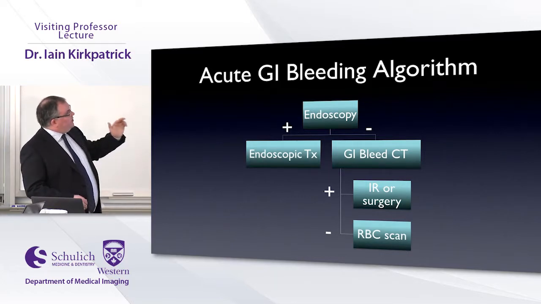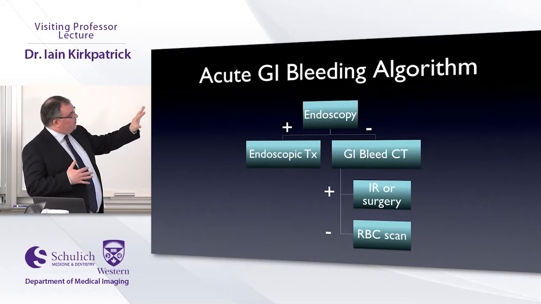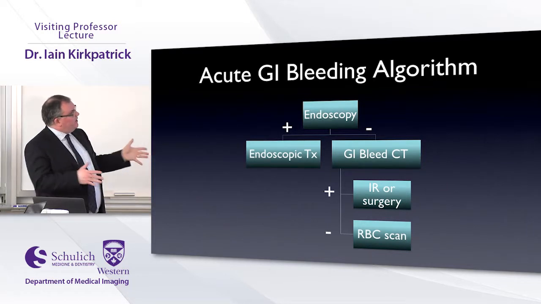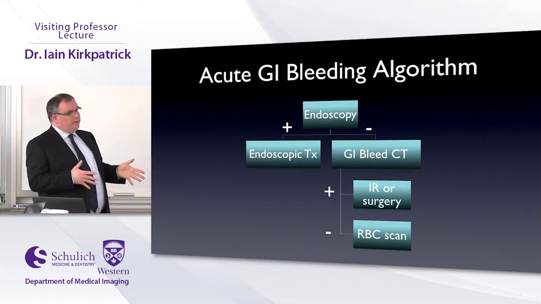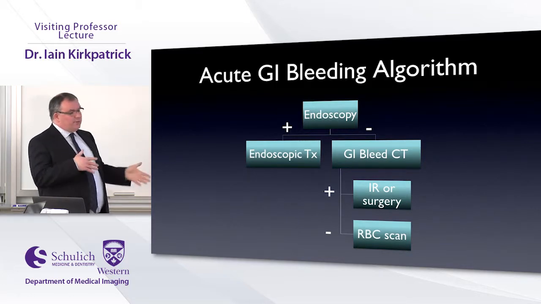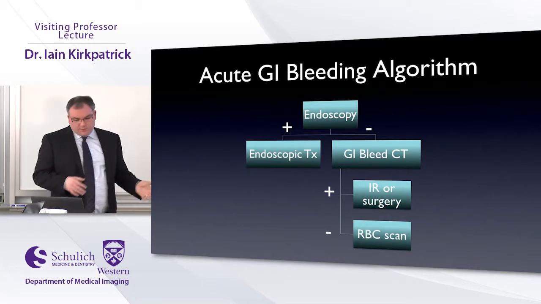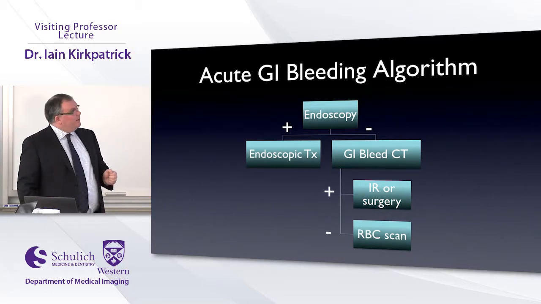So the acute GI bleeding algorithm for a few years locally has been this. Endoscopy generally is first, and then if there isn't something there that's endoscopically identified and treated, then they have a GI bleed CT. If that's positive, they'll either go to interventional radiology or surgery, and if it's negative, then we would consider an RBC scan.